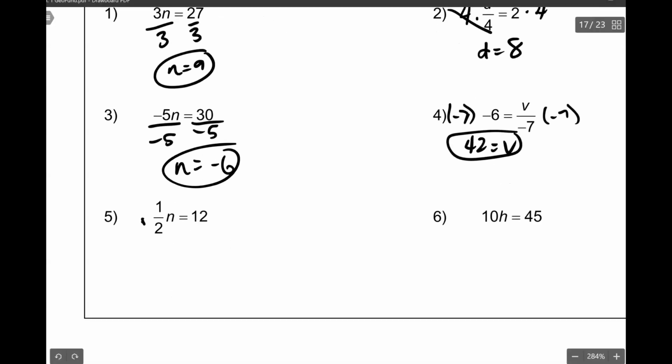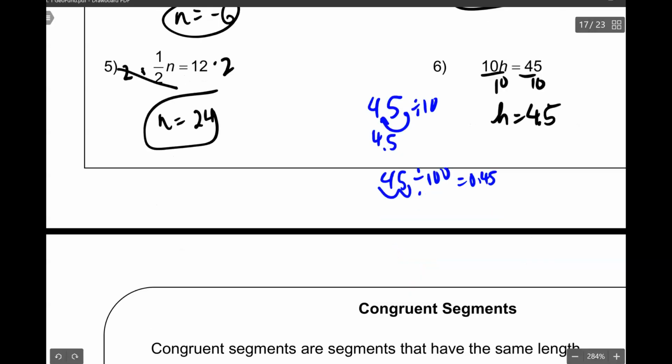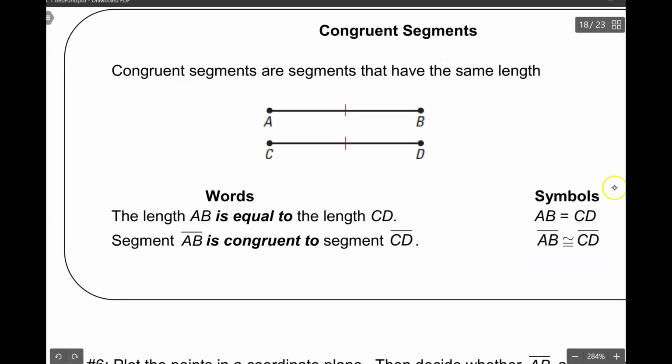All right, so multiply by 2 on both sides. So 2 times a half goes away, and then this is going to be 24. All right, divide both sides by 10, and we get 4.5. The little trick when you're dividing by 10 is you move the decimal place over by 1. Now, imagine we were dividing by 100. You'd move the decimal place over by 2, and that's the quick trick. All right, last part. This is going to be part of the 1.6 lesson since that's what we did in class.